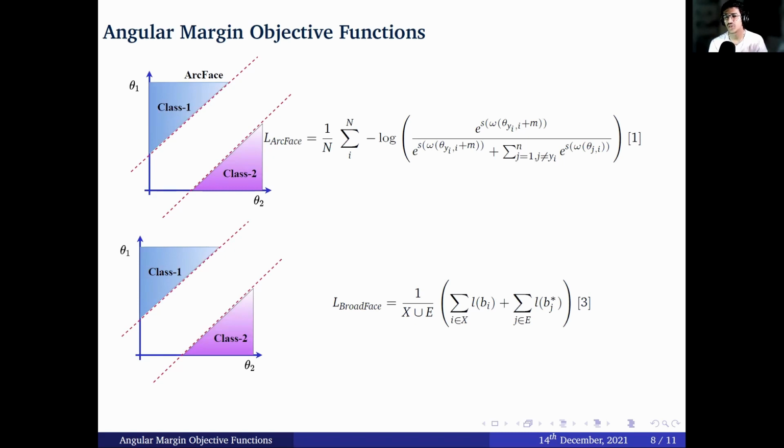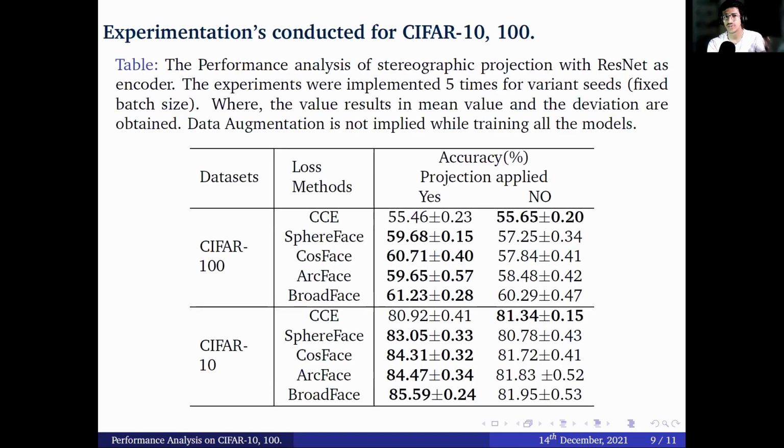Coming to the broad phase, this is implemented using arc phase as the objective function. Instead of basic mini-batch learning, they have introduced an NQ method, which contains the embedding vectors of previous iterations.